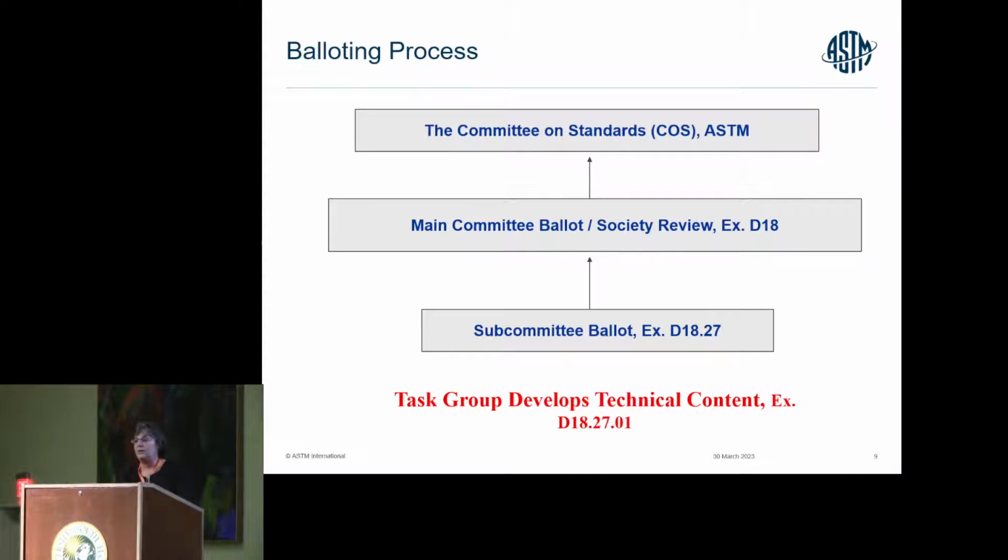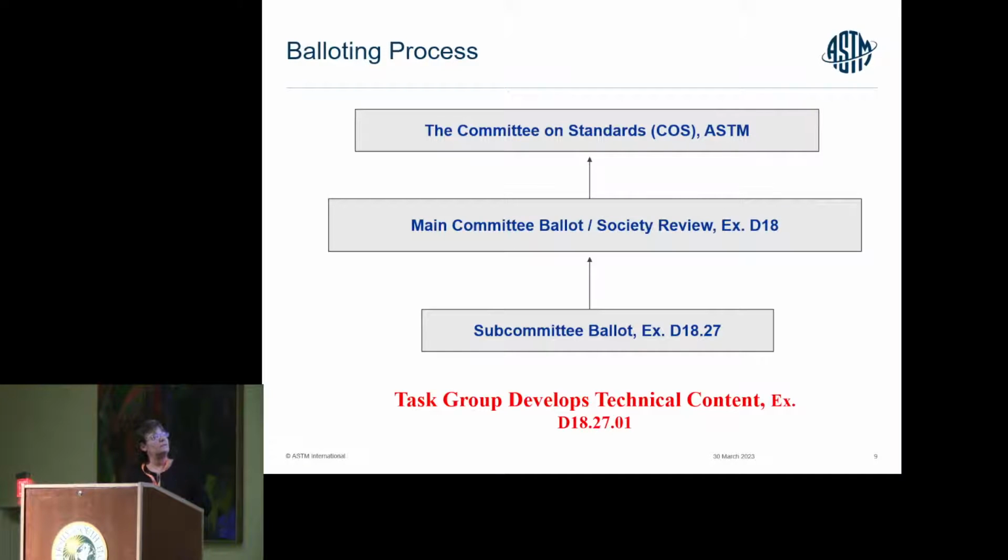Okay, so the balloting process in this slide works from the bottom up. All work is done at the task group level, and task groups are informal. There's no official voting that occurs, and anyone can participate in task groups. Once your draft standard is developed, it moves into the subcommittee ballot phase, where it goes into official balloting.